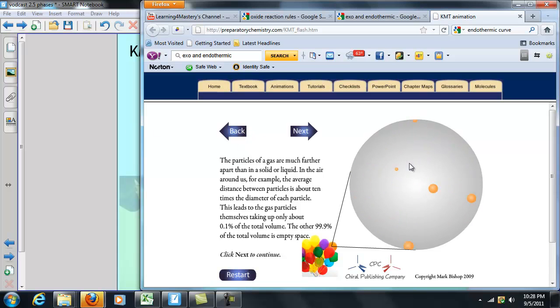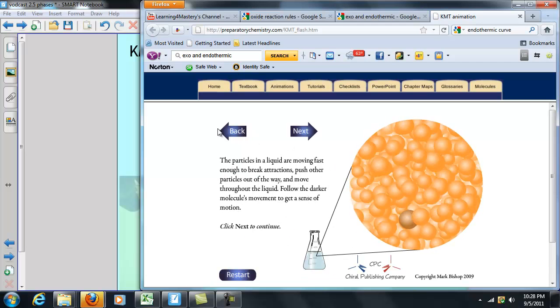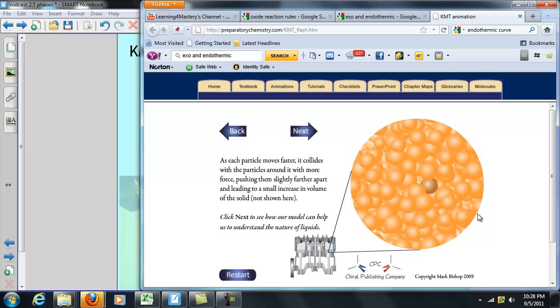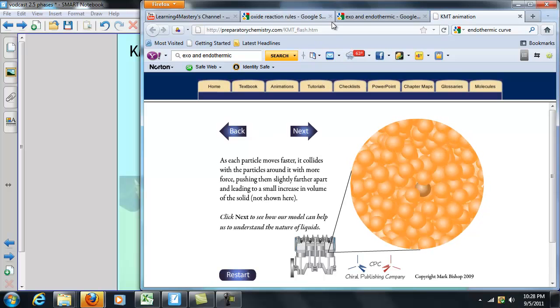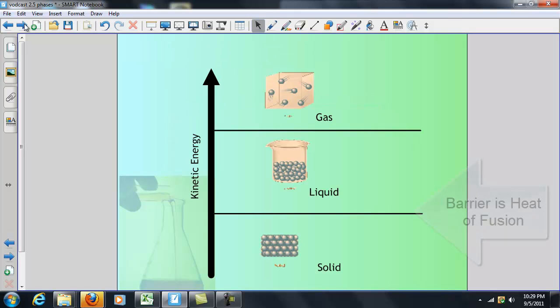Okay, so just real quick, that's gas phase. Liquid phase where they're flowing around each other, and then solid phase where even if it's a hot solid and they're moving around, they're still locked into position. They're basically vibrating in one place. Okay, so hopefully that gives you a little bit of an idea of what's going on at the molecular level. And remember, that's what kinetic molecular theory is all about, is what's going on at the molecular level for these things. Okay, so a couple of diagrams I want to show you before we end the vodcast.